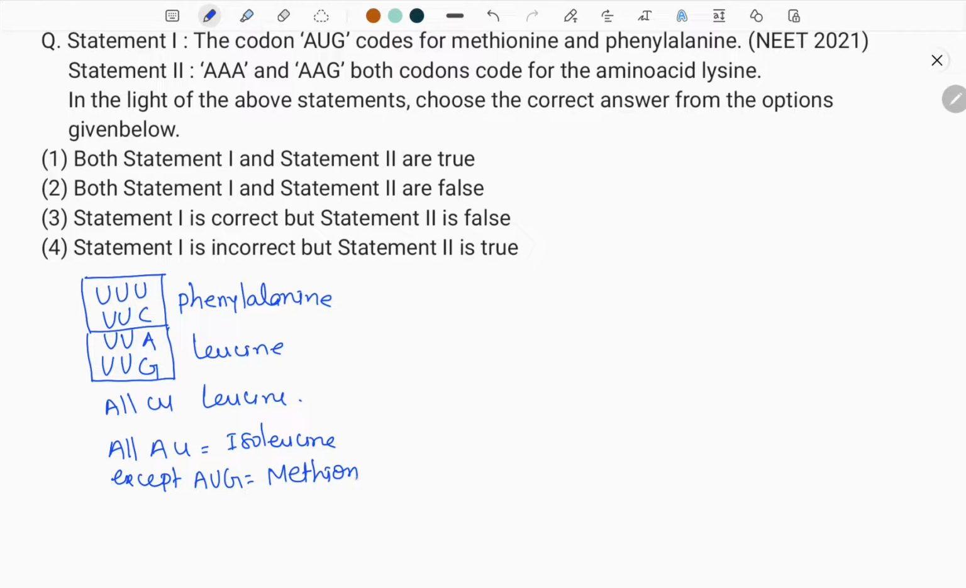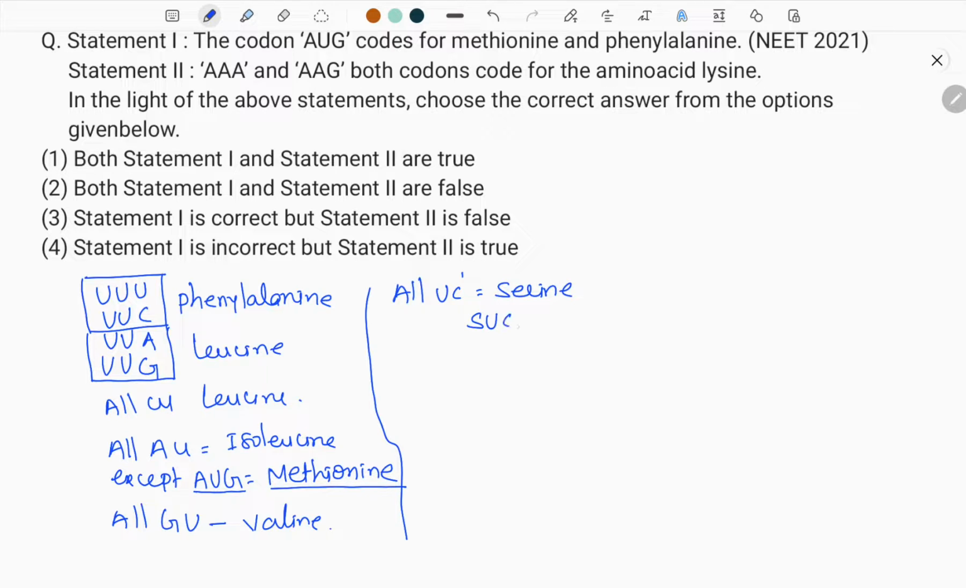This is the first amino acid in all polypeptides, and it is also the starting codon, that is, the first amino acid as well as the starting codon are the same. The starting codon of the polypeptide is coded by AUG. I often say it as UG. Then all GUs will code for valine, VAL for valine, and all UCs will code for serine. I remember it as SUC, SUC, SUC.